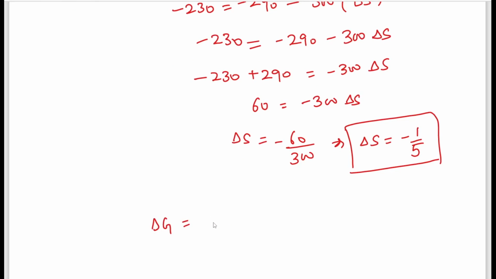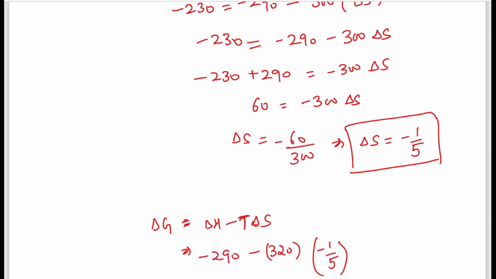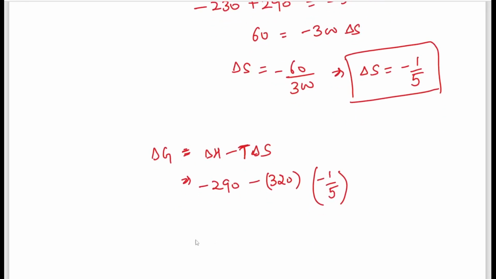Again, we will fill in this value, delta H minus T delta S. We will use this equation. They are saying the same values of delta H and delta S in this case, so we just have to change the temperature that they are providing: 320, the value of entropy is minus 1 over 5, and the value of enthalpy is minus 290. That is the same. Okay, so now we will solve it.